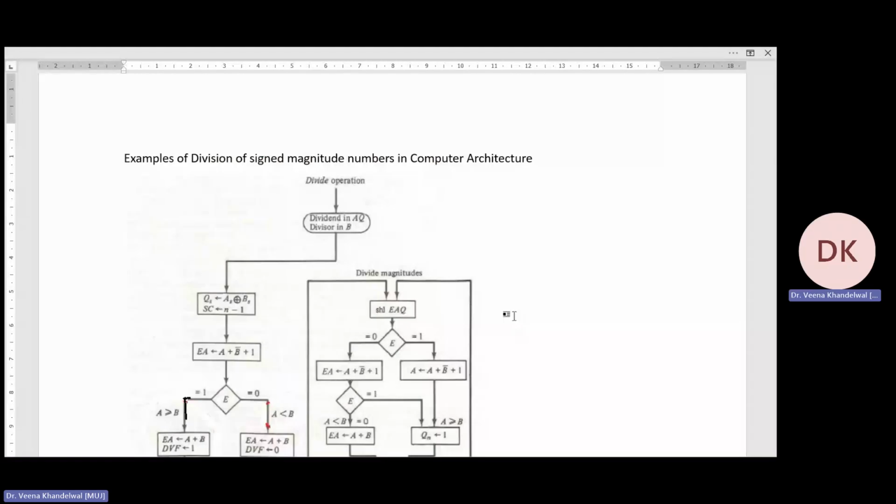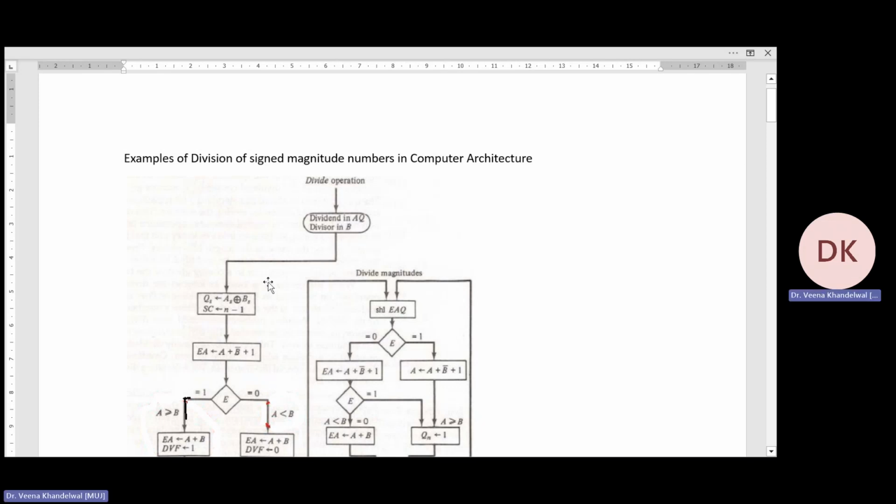About the examples of division of sign magnitude numbers in computer architecture. This algorithm is used in computer architecture. So first of all, let us see what the algorithm says. Here at the top, we have the divide operation. For division, we have two numbers. The first number is stored in AQ and the divisor is stored in B.